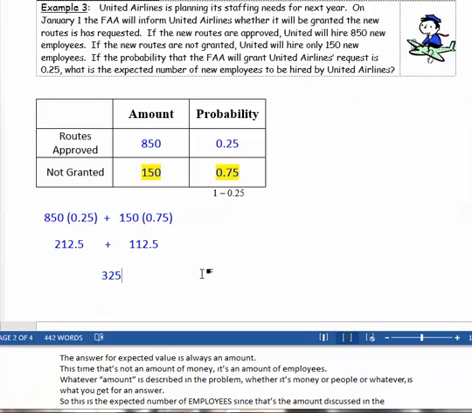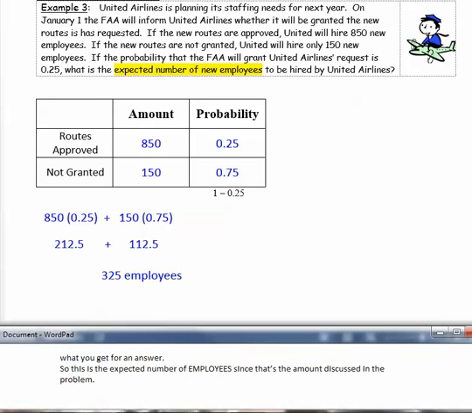The answer for expected value is always an amount. This time, that's not an amount of money, it's an amount of employees. Whatever amount is described in the problem, whether it's money or people or whatever, that's what you get for an answer. So this answer, 325, is the expected number of employees, since that's the amount discussed in the problem.